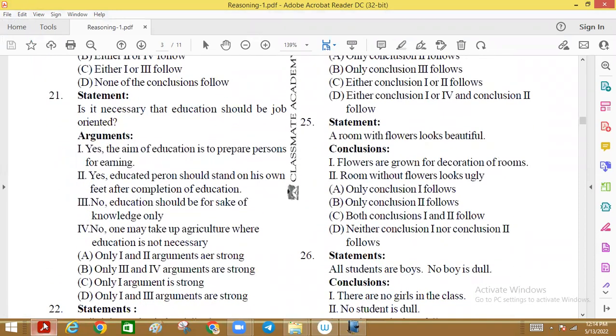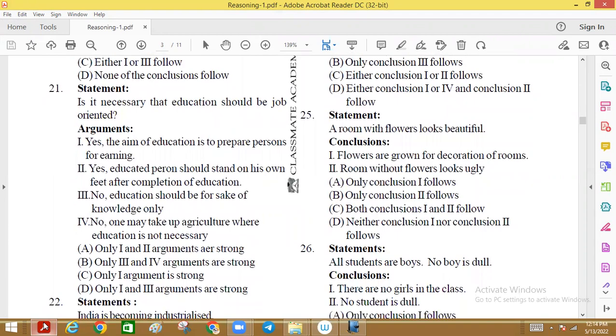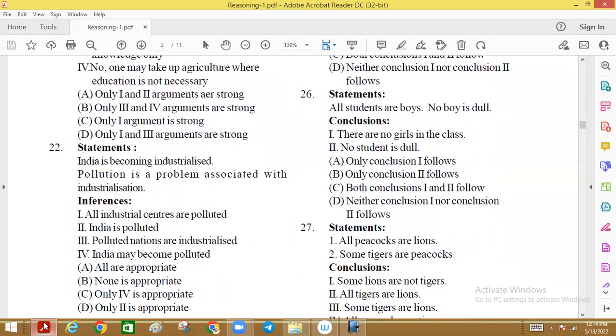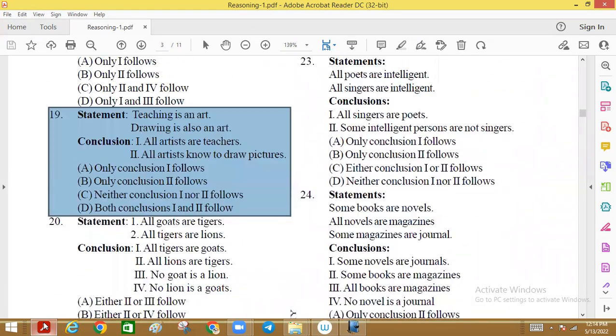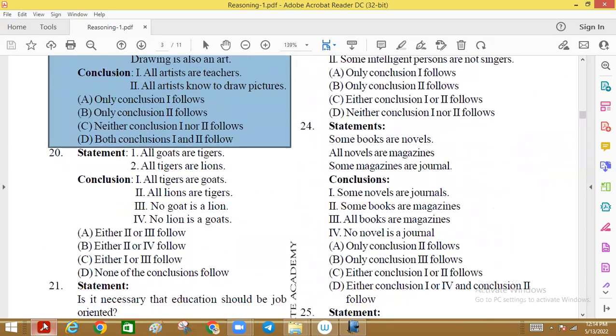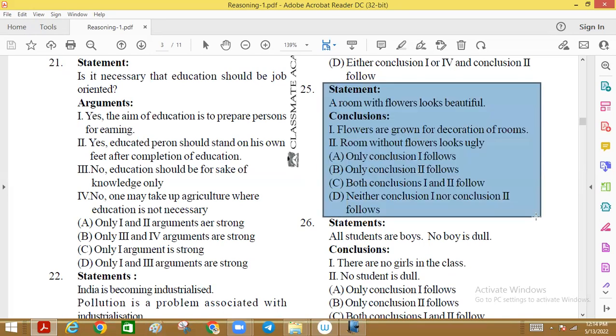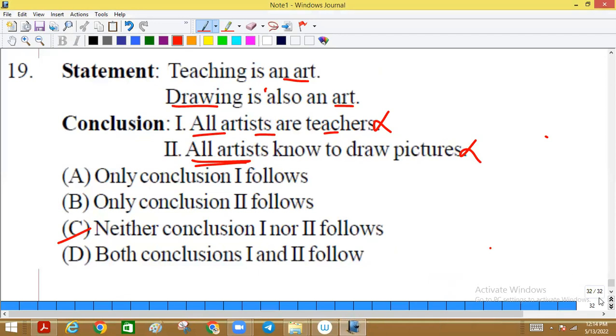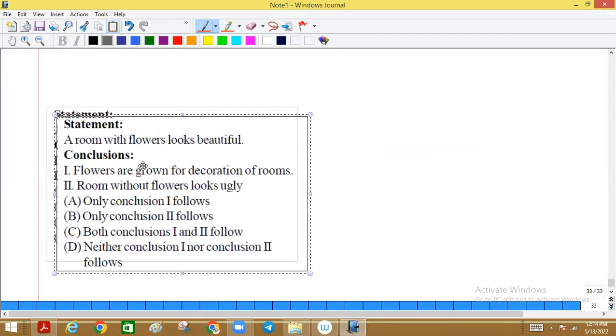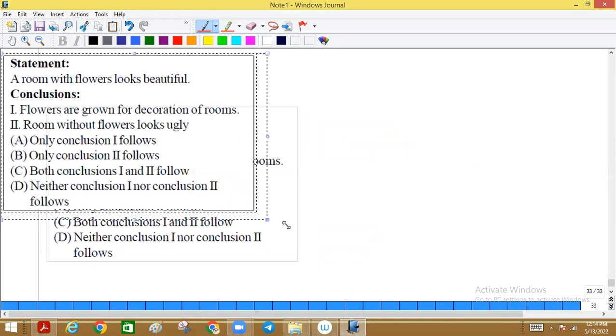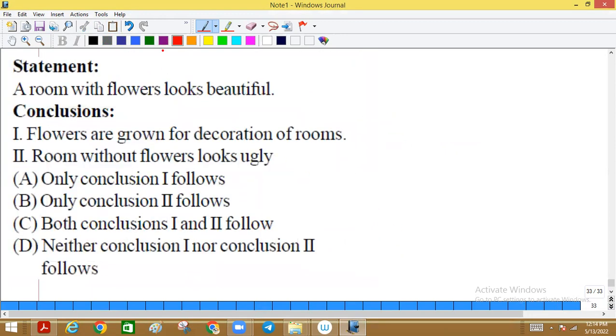I will tell arguments later. What exactly is an argument? How to judge an argument or not? Inference also, we'll see later. This one is correct. If you are giving the correct answer for this, it means you are starting to understand the concept again. Let's try to understand some concept. Just try to answer it. A room with flowers looks beautiful. Conclusion: flowers are good for the decoration of rooms, and a room without flowers looks ugly.